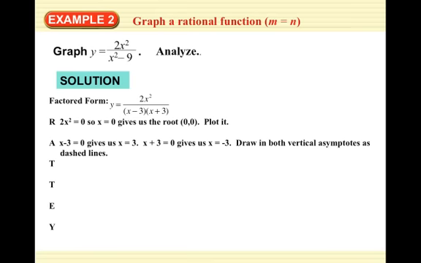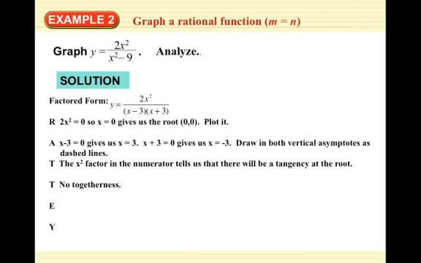All right, remember, T is for 2, and it means two things. If you have a squared factor on top, that means you're going to have tangency at your root. The x squared factor in the numerator tells us that there will be tangency at the root. So that means that it's either going to look like a little upward opening parabola or a little downward opening parabola just at that place, just in that little area.